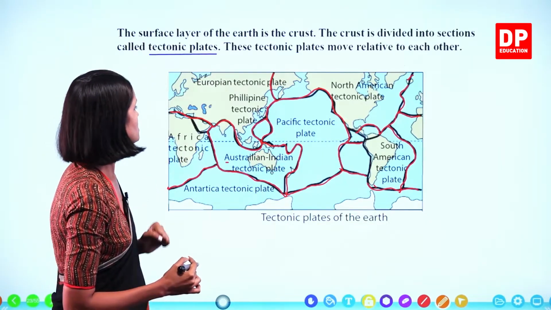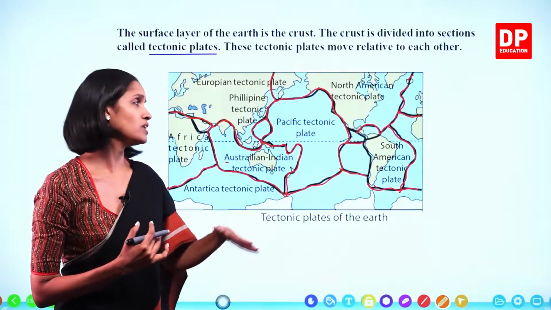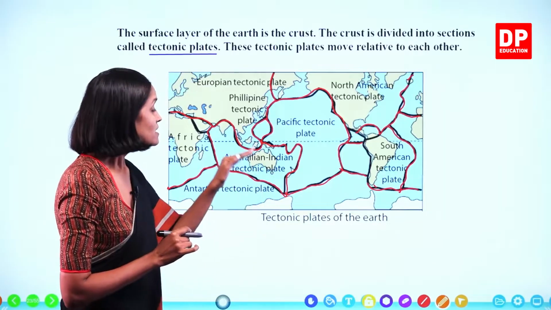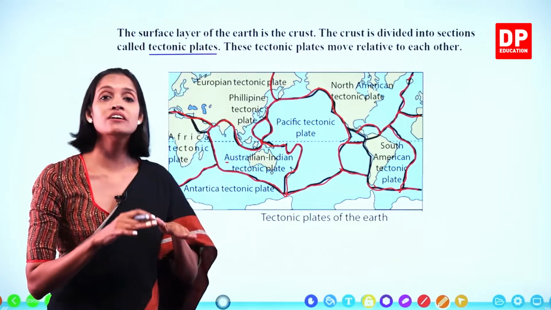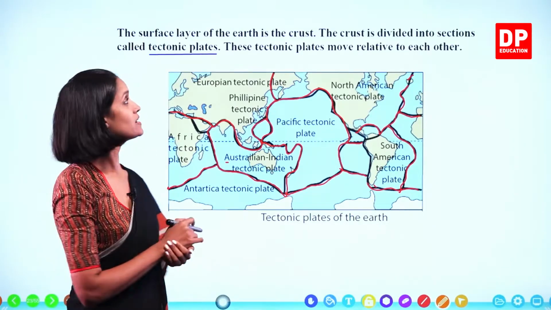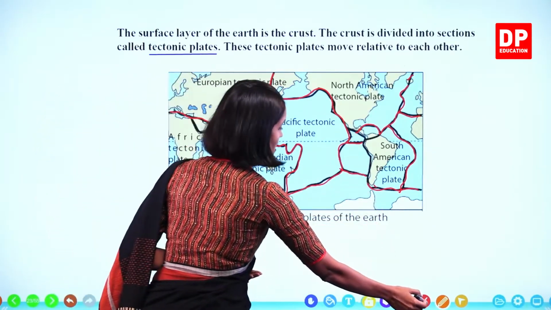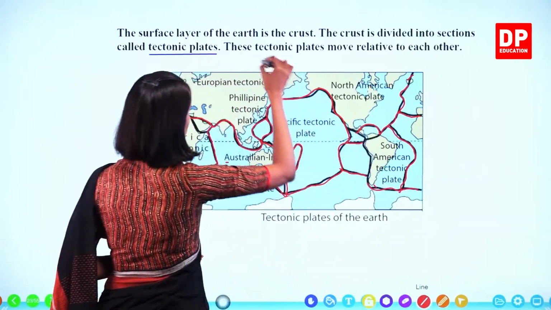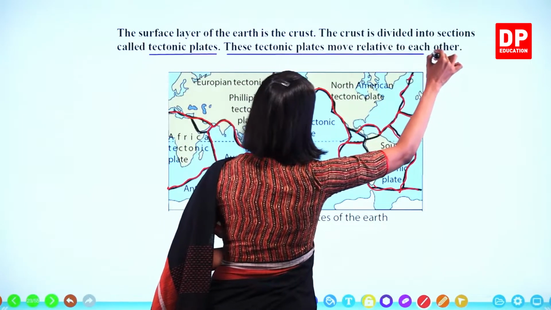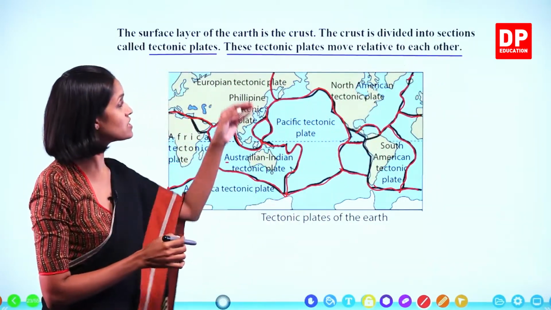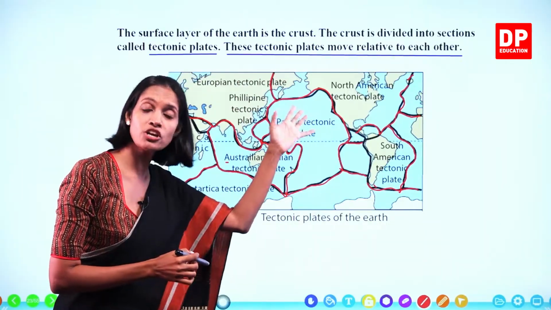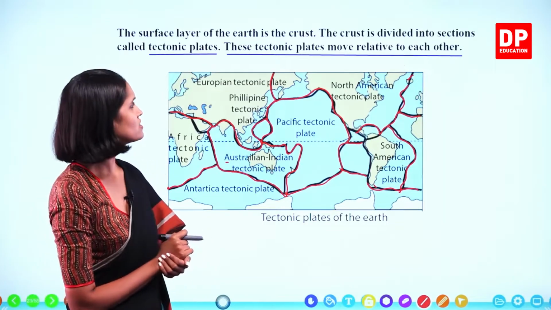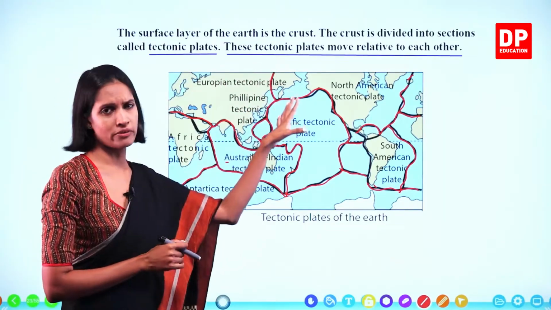So what is the relationship between these tectonic plates and earthquakes, children? Remember, children, these tectonic plates move relative to each other. Right here it's given: these tectonic plates move relative to each other. This is very important, children. Because of this motion of the tectonic plates, earthquakes might occur. What is the meaning of this relative movement?